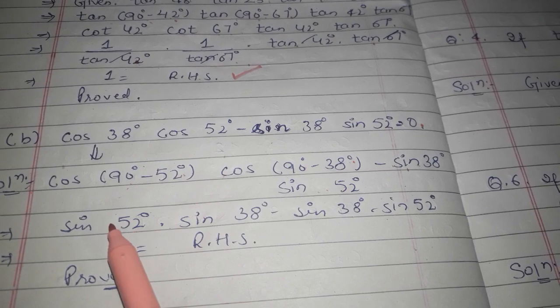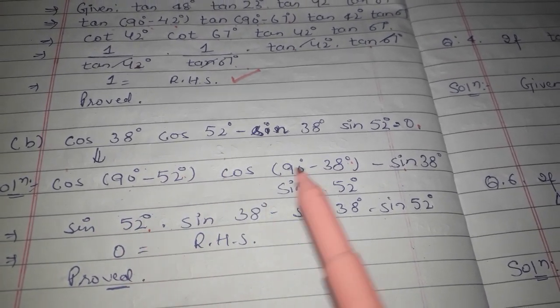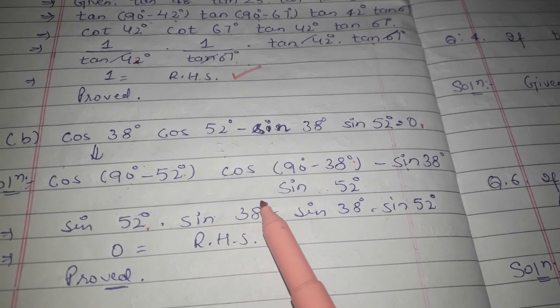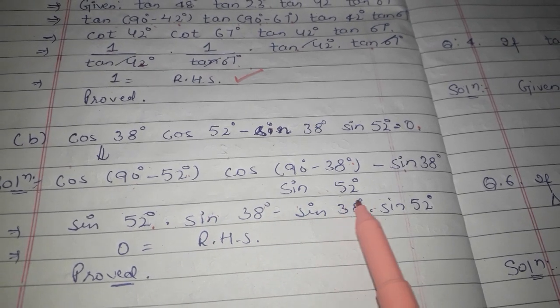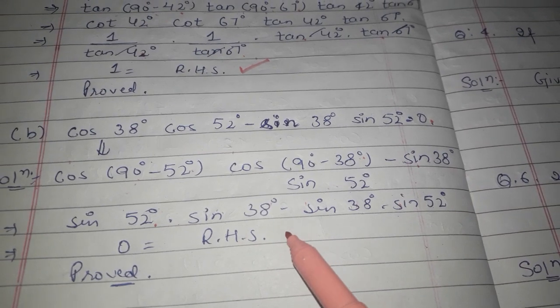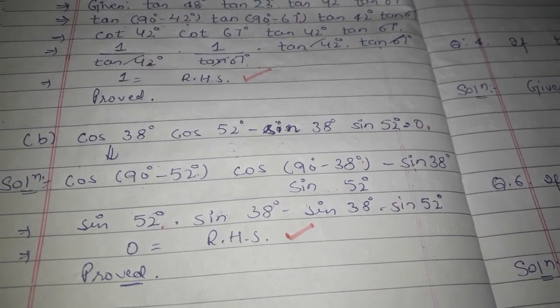Sin 90 degree minus theta is cos theta, and cos 90 degree minus theta is sin theta, that is sin 52. Cos 90 degree minus theta is again sin theta, that is sin 38. Now sin 52 into sin 38 minus sin 38 into sin 52 will get minus, and the answer will be 0, that is equal to the right hand side, and hence this again is proved.